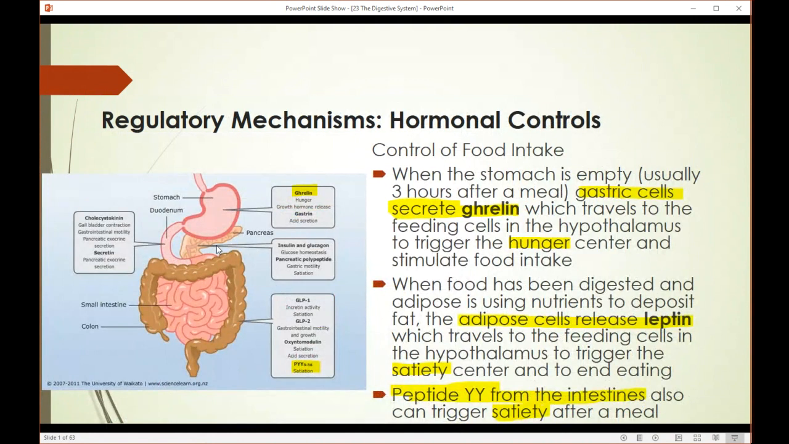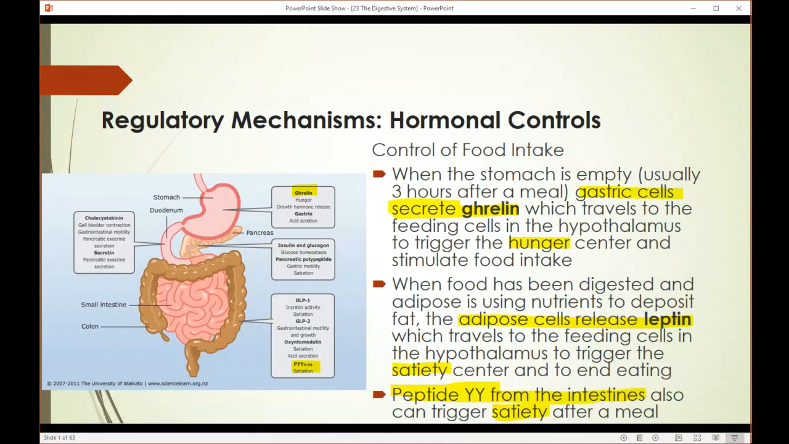So when we have our hormonal controls, the stomach is empty, usually about 3 hours after a meal. Our gastric cells are going to secrete ghrelin. That's going to travel to our feeding cells within the hypothalamus, and it triggers our hunger center to stimulate us to take in food. So about every 3 hours, we get hungry.